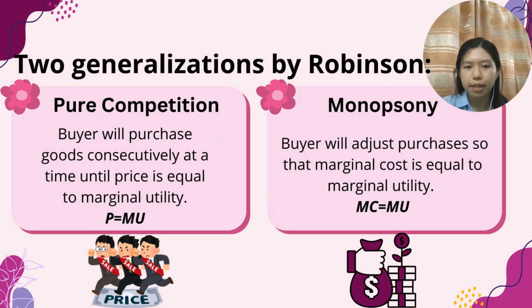There are two generalizations stated by Robinson on pure competition and monopsony. In pure competition, buyers will purchase goods continuously until price is equal to marginal utility, while in monopsony, buyers will adjust their purchases so that marginal cost is equal to marginal utility. So I will explain this part using a table.